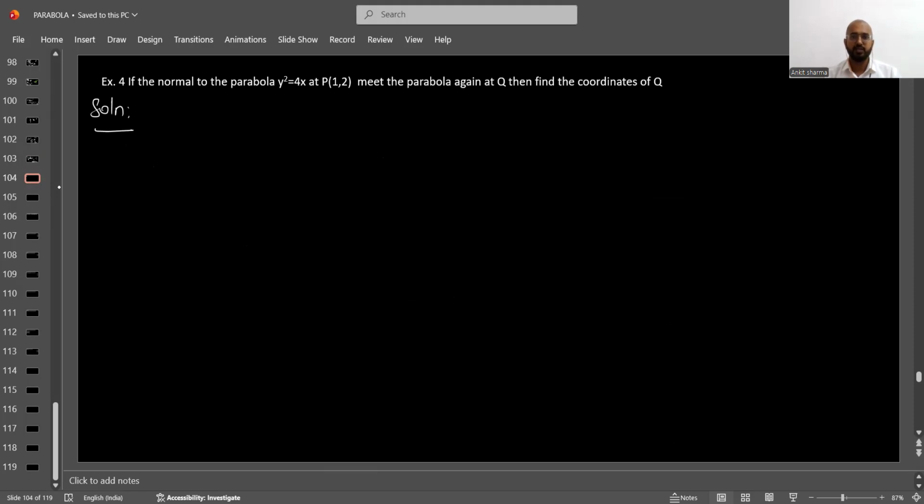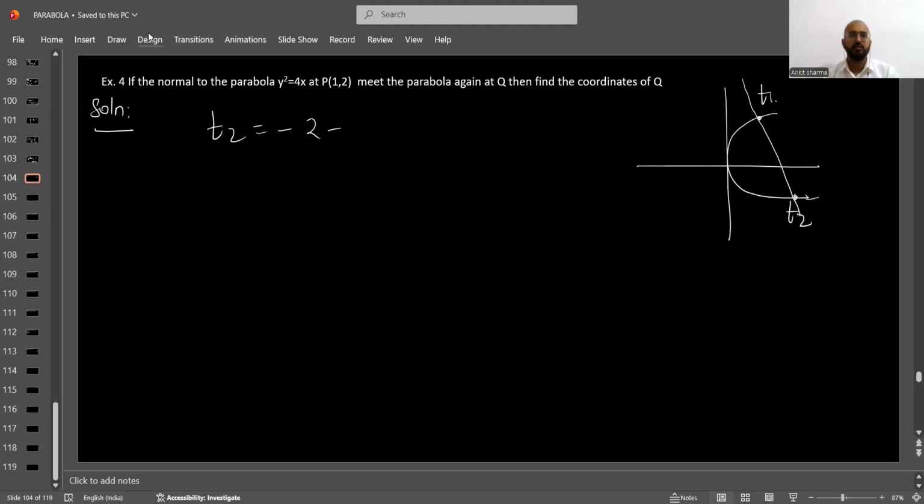Further, if the normal to the parabola y square is equal to 4x at 1 comma 2 meets the parabola again at Q, then find the coordinates of Q. So for this, we can imagine the concept. This is my parabola, and this is my point T1. So I know that if my normal drawn to the parabola meets the curve again at T2, what is the relation? T2 is equal to minus T1 minus 2 by T1. This is the result which we have already proved, that if the normal intersects the curve again.